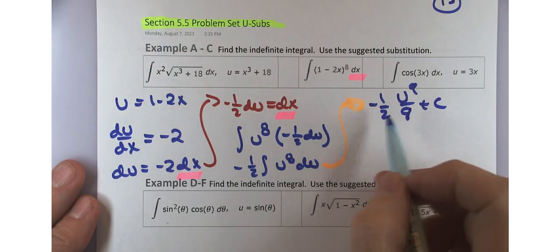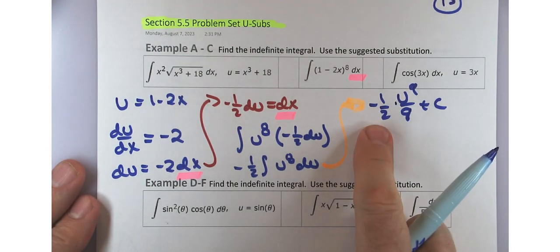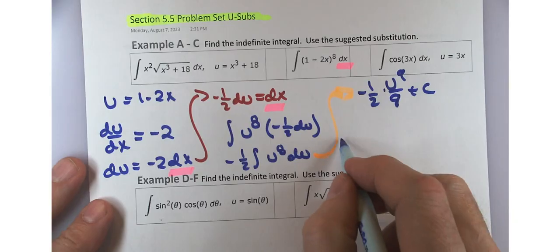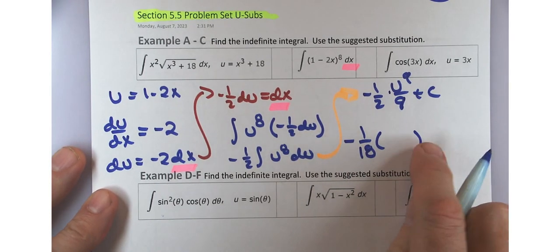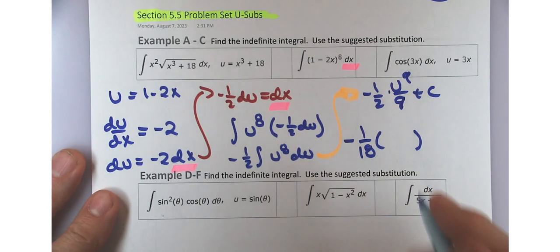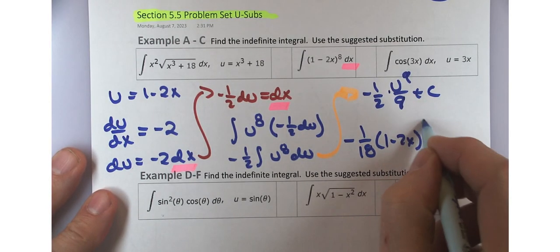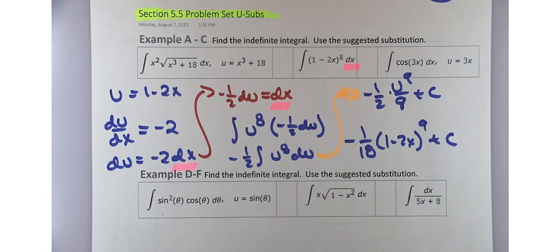And now let's clean it up in two ways. First of all, let's multiply the fractions together. I get negative 1 over 18. And I also got to go back and replace the u. So it's going to be 1 minus 2x to the 9th plus a constant. And there you go. Nice. There's our antiderivative of that second one.